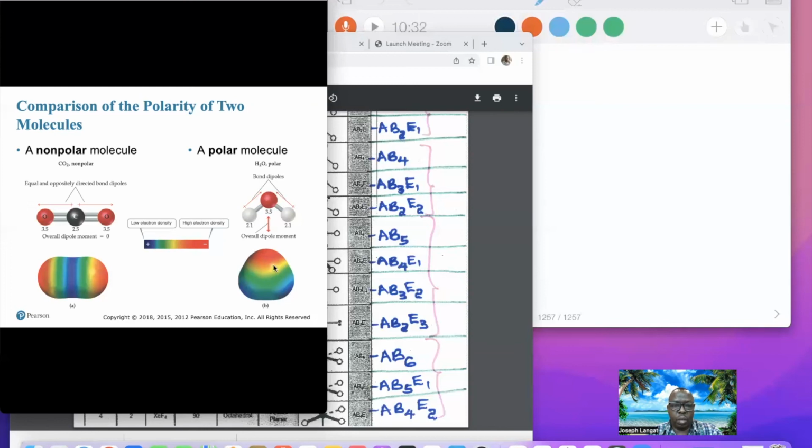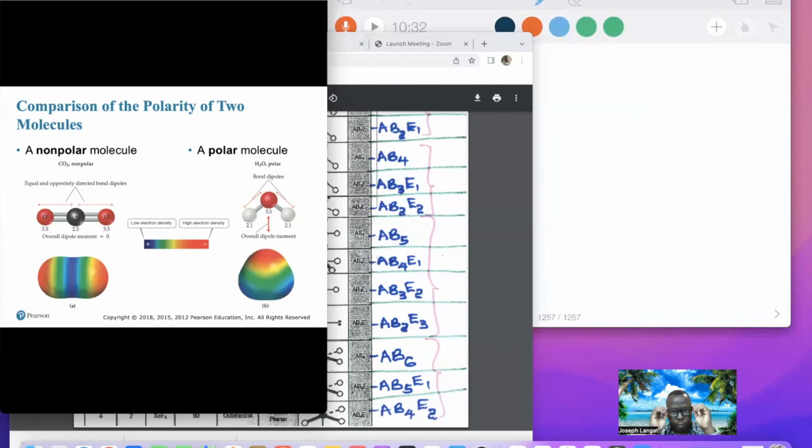The red is electron rich because oxygen has more pull. Hydrogen still has electrons, but not as much as around the oxygen. If you look at the oxygen, why do we have red here? It is because oxygen is more electronegative and we have high electron density around oxygen. So that is how you look at molecular polarity.